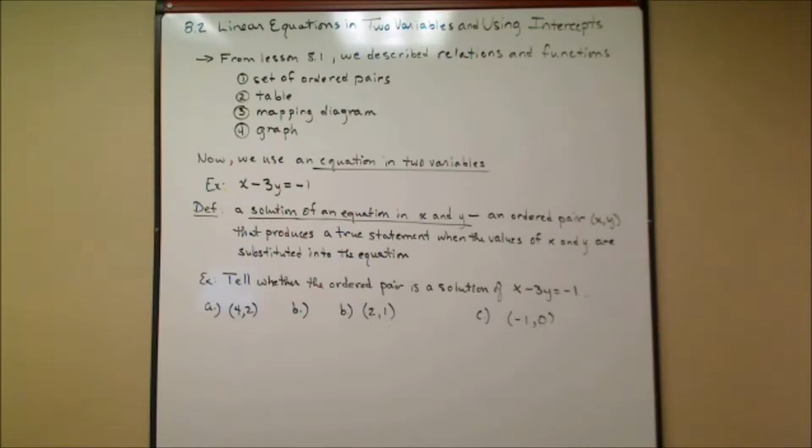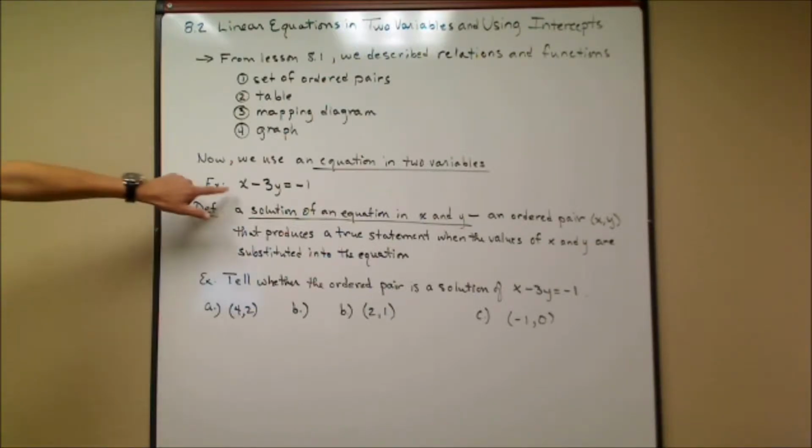In fact, that's how we defined a relation, as any set of ordered pairs. We also set up a table, we did a mapping diagram, and we showed it with a graph. Now what we're going to do is consider what we can do with relations and functions if we think of them as an equation in two variables. And here's an example right here.